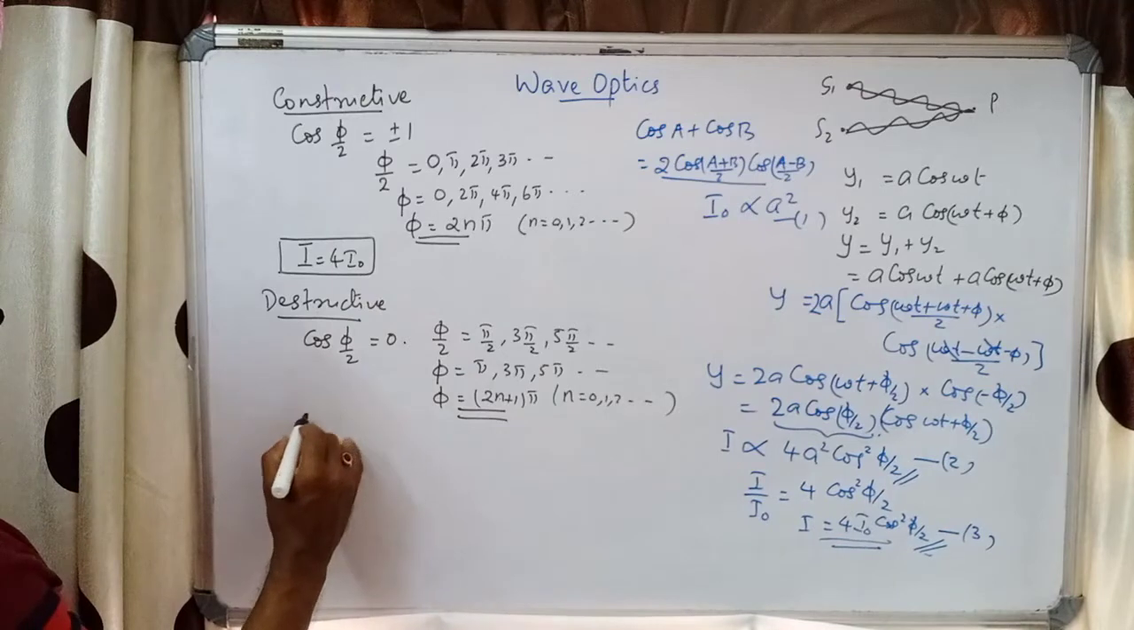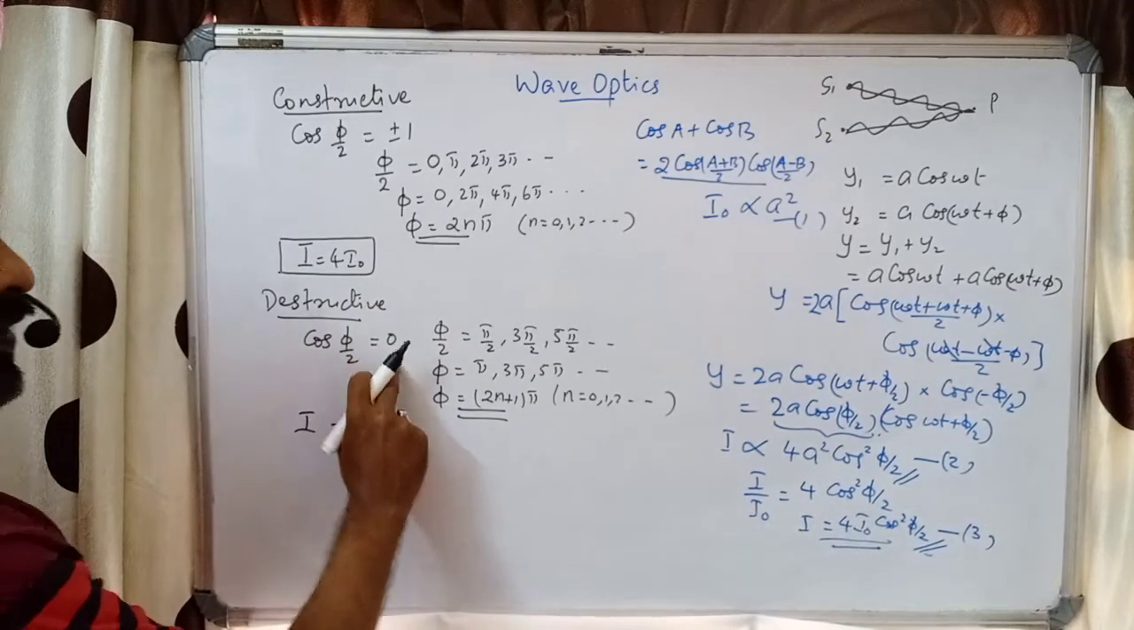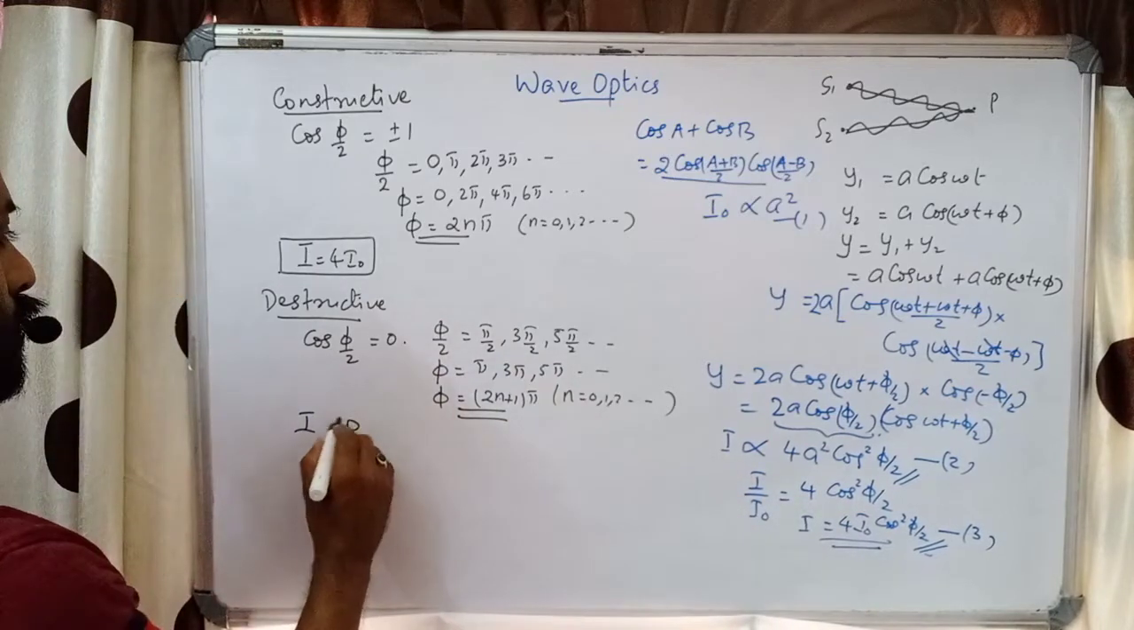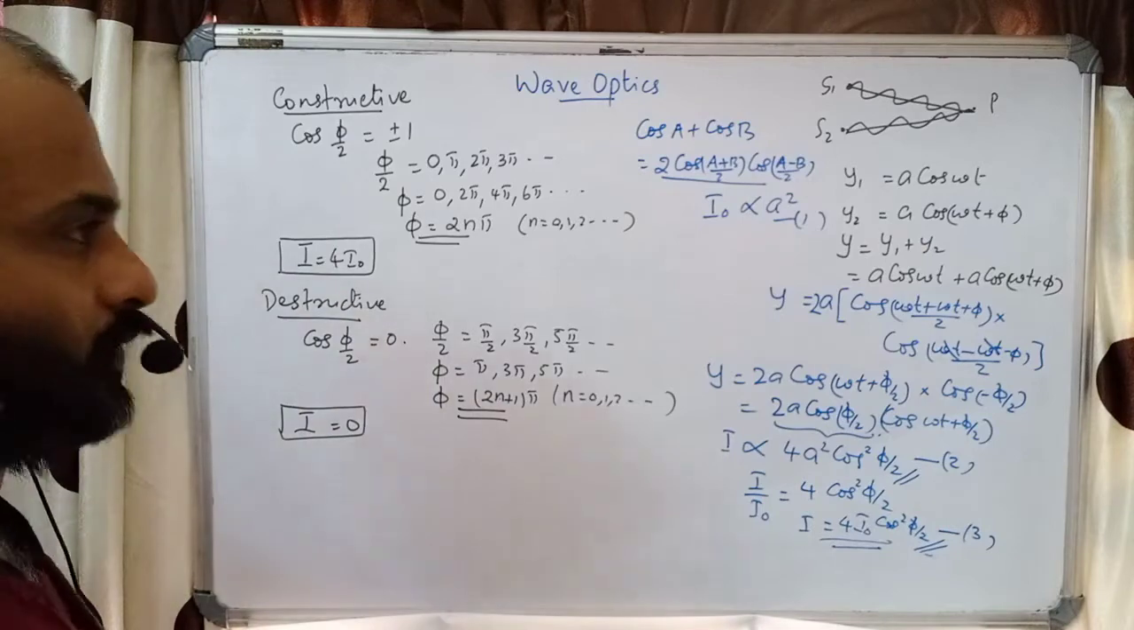Then what is the intensity? During destructive interference the intensity will be 0. cos (phi by 2) is equal to 0, so the intensity also will be 0. Okay, so we have got the conditions for constructive and destructive interference.